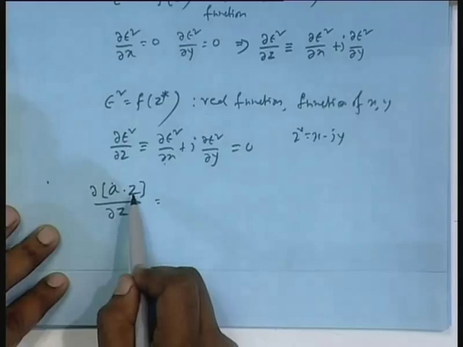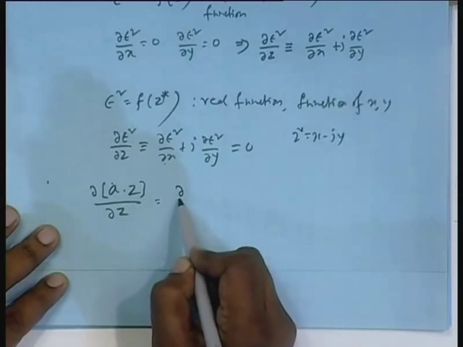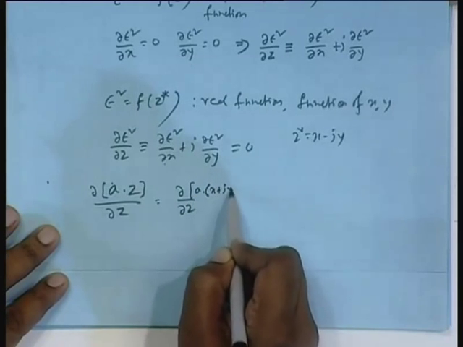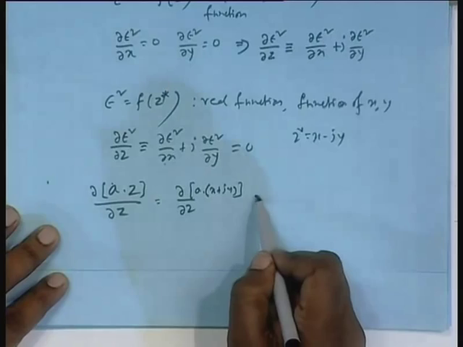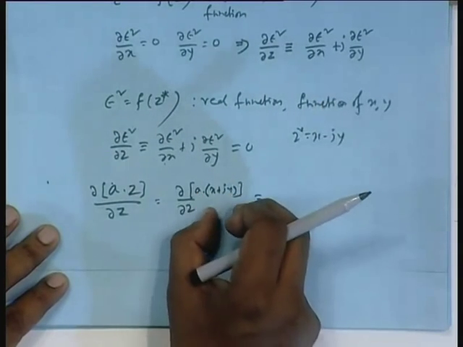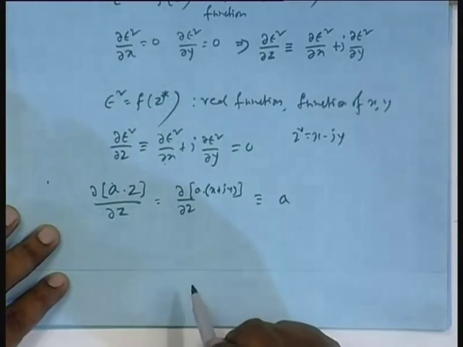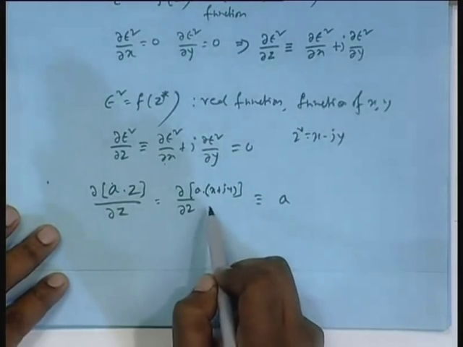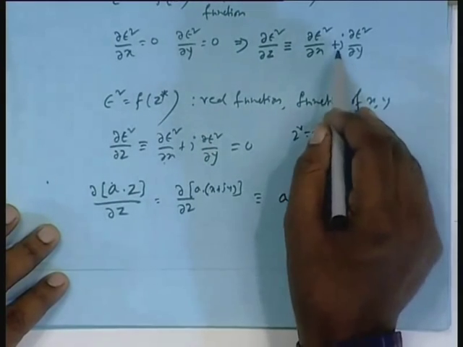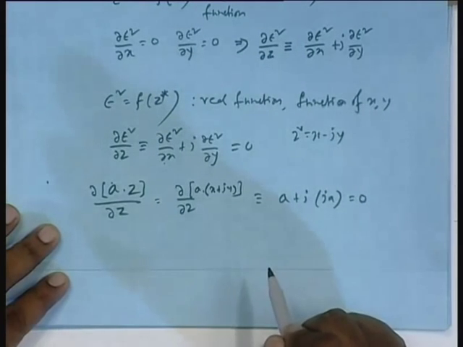A into x plus j y, is not it? Now, apply that definition. This quantity, you differentiate with respect to x, and with respect to y. If you differentiate with respect to x, you get a. If you differentiate with respect to y, you get j into a. And there is another j here, j into a. So, you get 0.